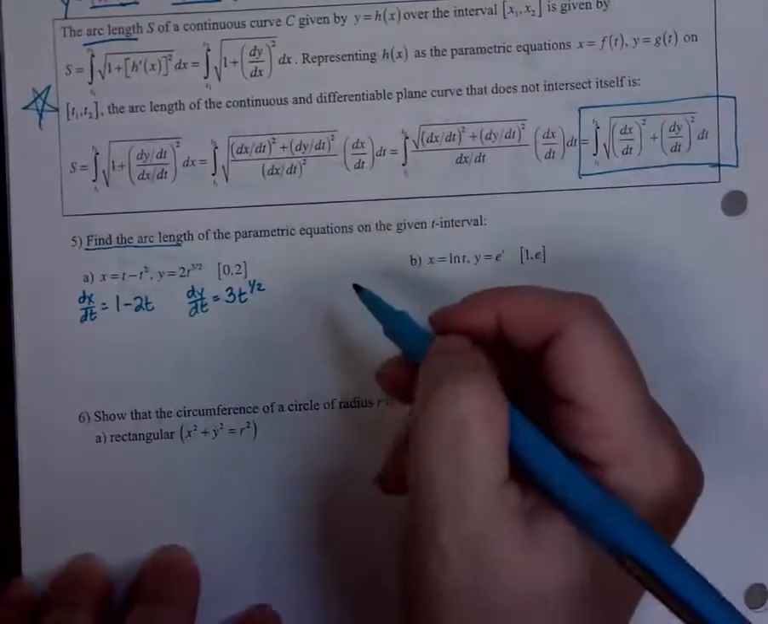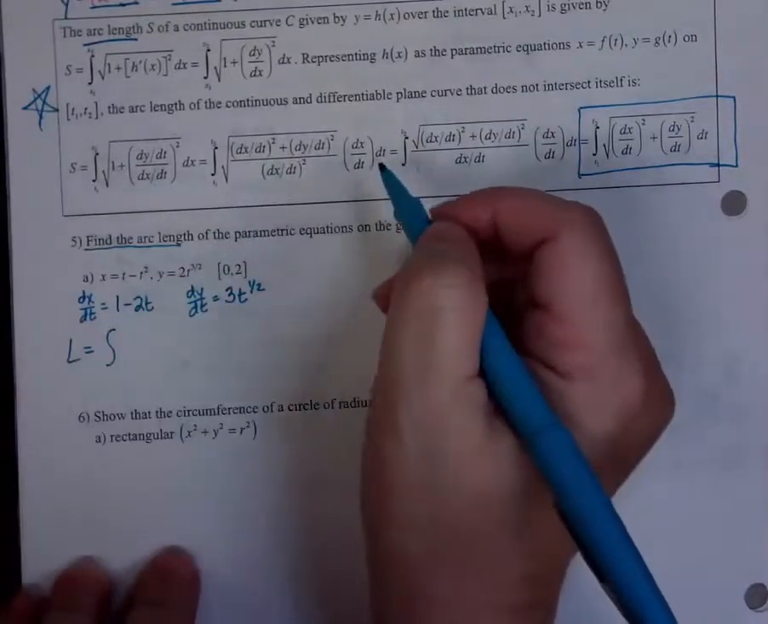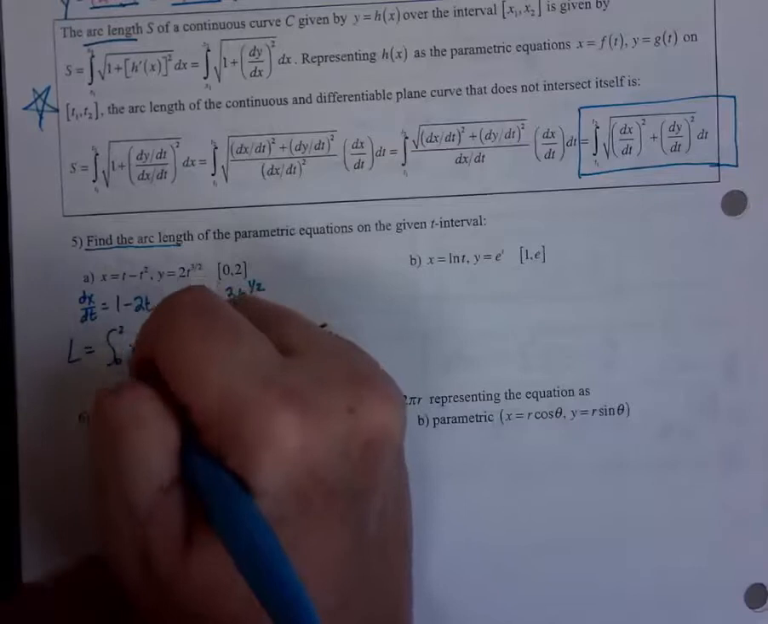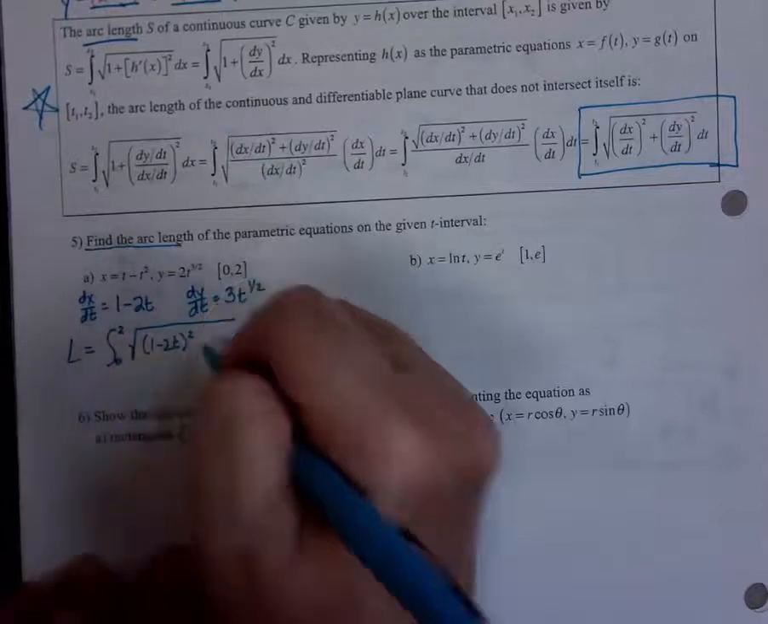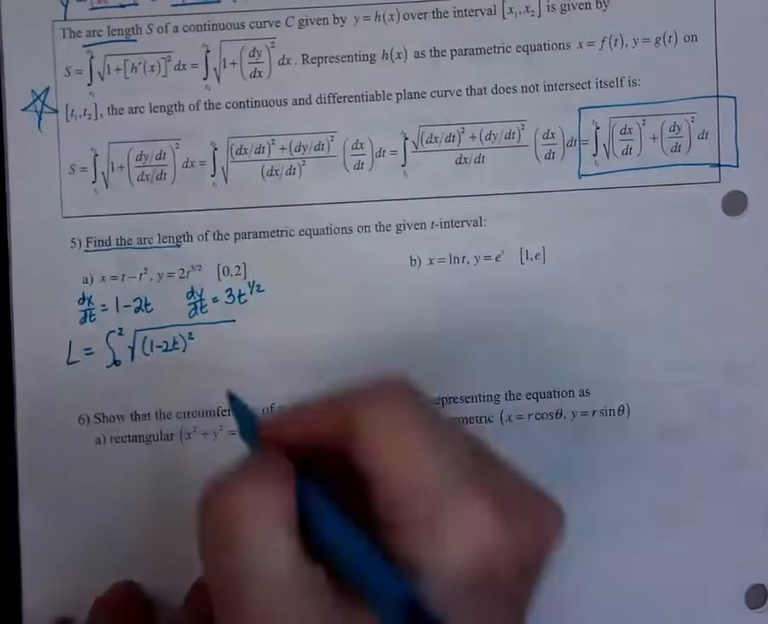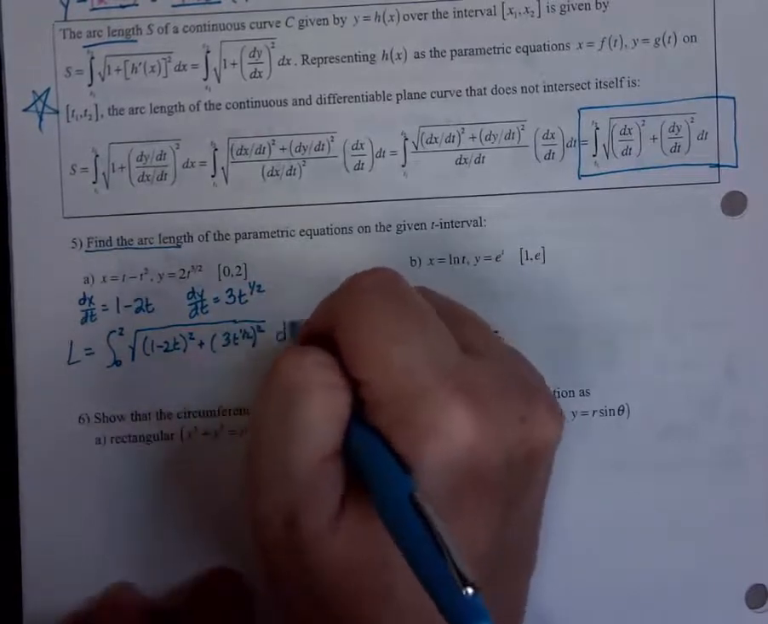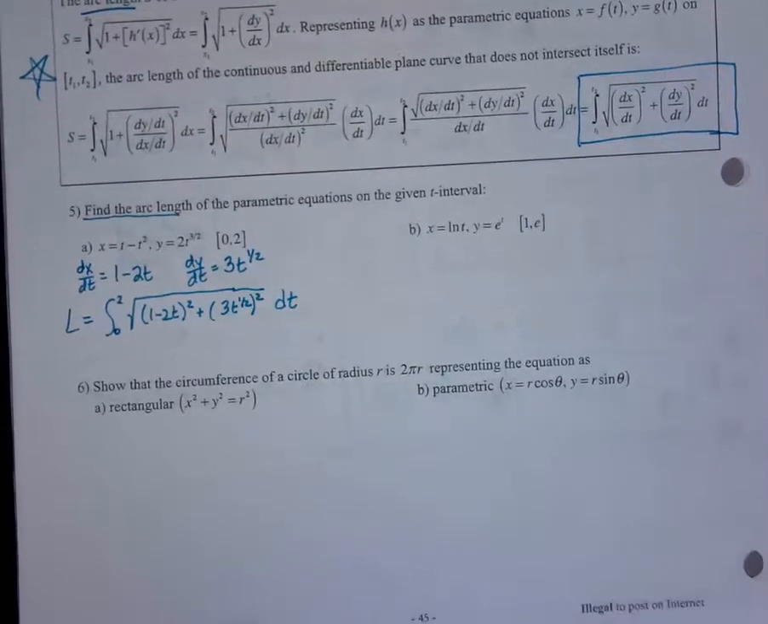So, arc length L equals integral. What are my limits of integration? 0 to 2. Big square root sign. First, dx dt in a parentheses, squared. Plus dy dt in a parentheses, squared. dt on the end. Type it in your calculator. If your calculator is still set from yesterday, it's already still in T's. If it's not, you can type it in X's, it doesn't matter. You'll get the same answer either way.